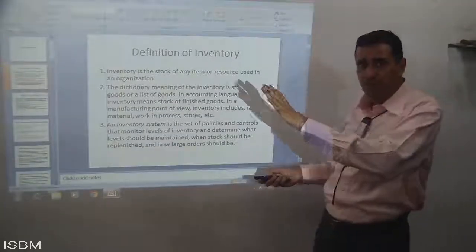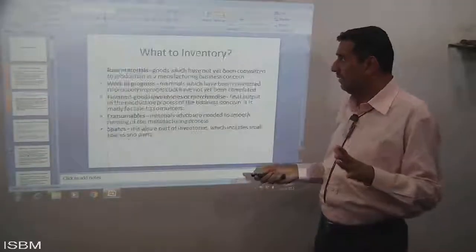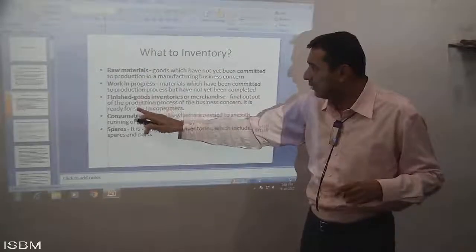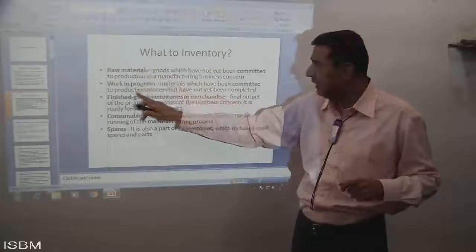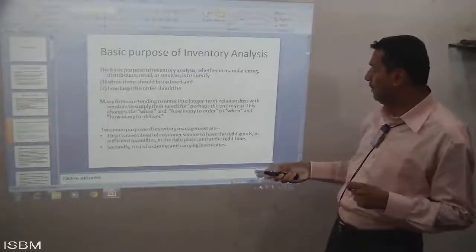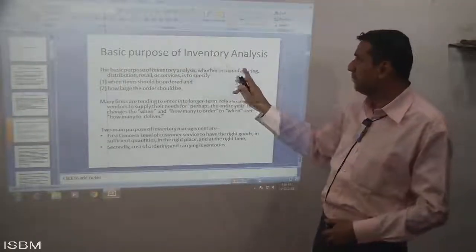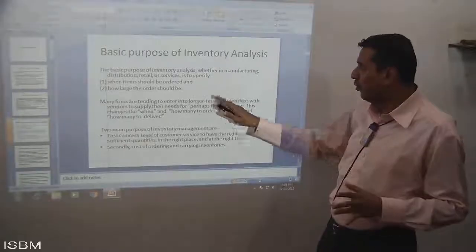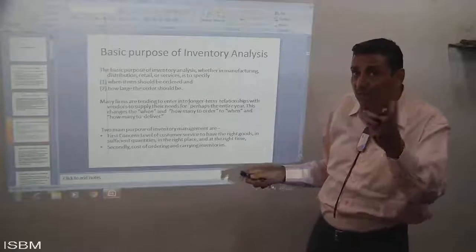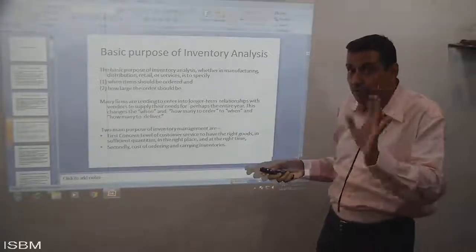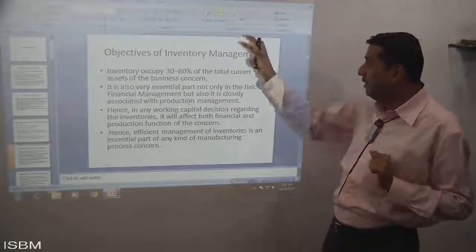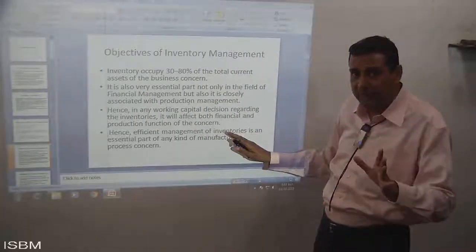we have understood the definition of inventory, and we have understood the different classes of inventory: raw material, work in progress, finished goods, consumables, spares. Then we have understood the basic purpose of inventory analysis. The whole purpose is what item should be ordered, when to order and in what quantity, so that we do not miss the consumer demand. Then we have understood the objective of inventory analysis.